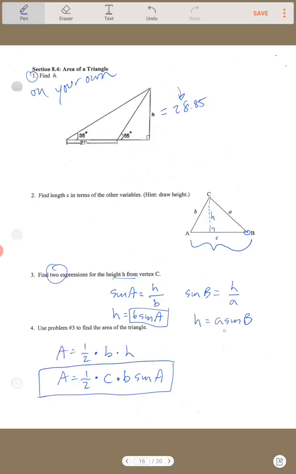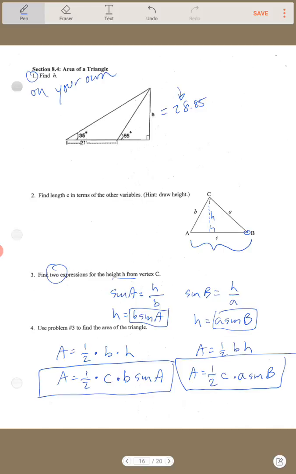But wait, you say, we have another h. Well, if area equals half base times height, then we can also say that the area is also represented by half, the base is, again, c, times the height, but this time the height is a new value, which was a sine B. And so you actually get two different equations for the area, and they give you the same value because trig ratios all work the same. Okay, so we have two equations for area.